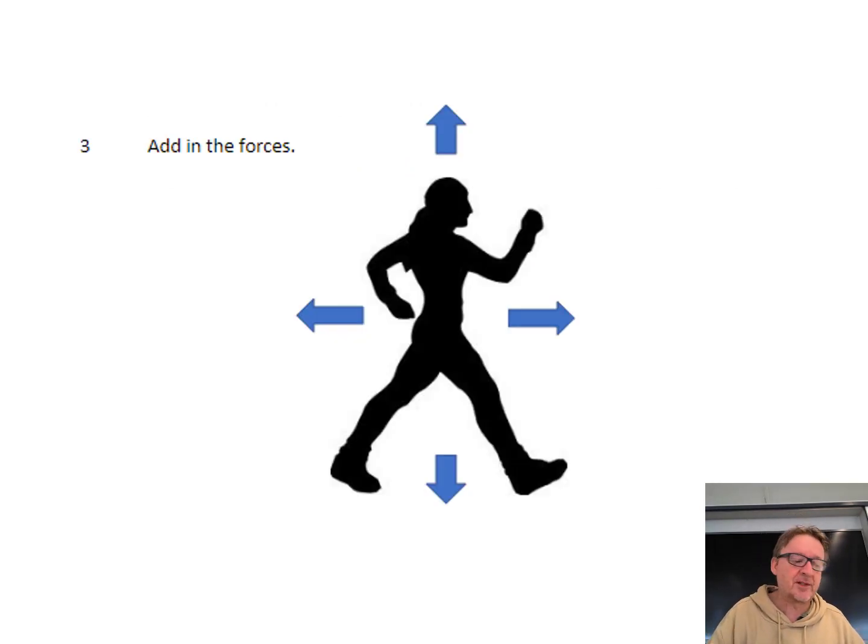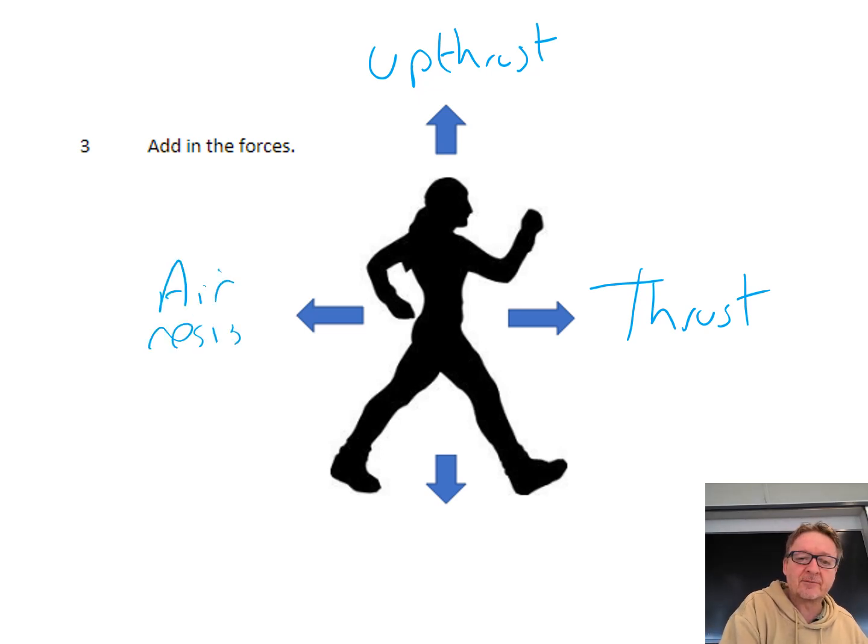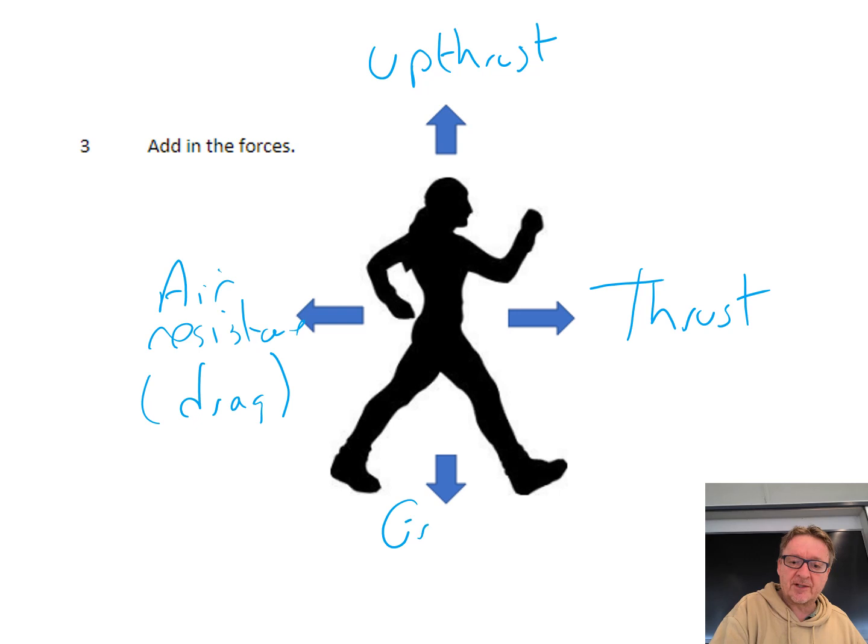Right, add in the forces. There's a person walking. So that one there is upthrust, the force that's coming up from the ground. The forward one is then thrust, the force that's making them go forwards. We've got air resistance, or it could be drag. And then what we've got here is gravity, which is often put down as weight.